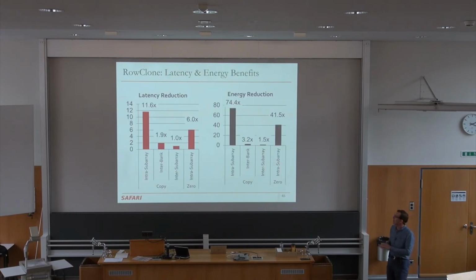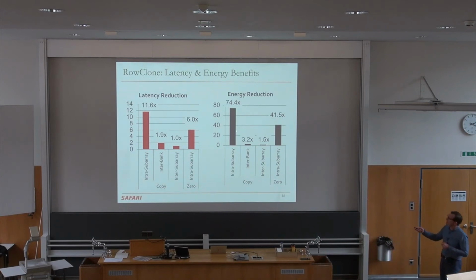Okay, so these are the summary benefits in terms of latency and energy of what I described. Intra-subarray copy now becomes very fast. You reduce the latency by more than an order of magnitude. Interbank copy, not as fast, but not bad. It's about 2x improvement in latency. And inter-subarray, you know that we have a solution to that, which is not solved in this work. And zero initialization becomes 6x faster. Initialization is a little bit less fast because when you're doing copying, you need to move 2 pages into the processor, whereas for initialization, you need to move 1 page, right?